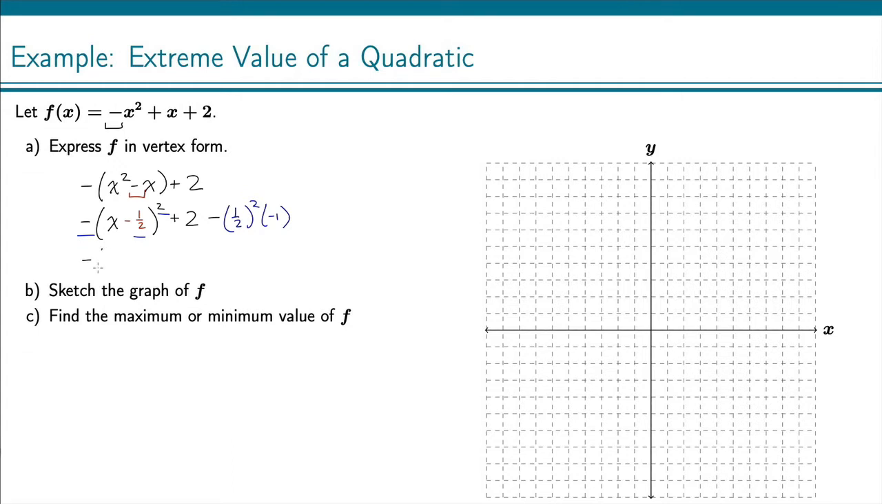So we've got negative x minus 1/2 squared. And then here we've got plus 2 and then plus 1/4. We need a common denominator between these, which is 4. And so we'll write this 2 as 8/4. And then we can combine those and we get 9/4. So here's our vertex form of that quadratic.